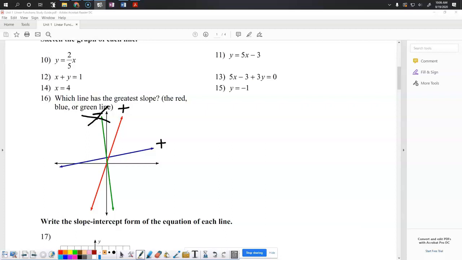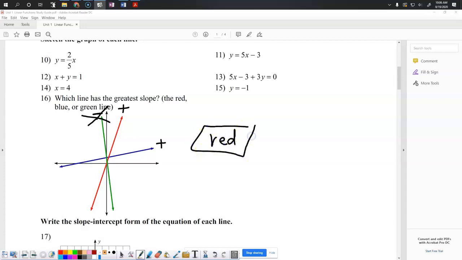So now which one's the greatest slope? Is it the red line or the blue line? Well, the steeper it is, the more positive it is. Now, since the red line is steeper than the blue line, that would mean it's a greater positive number than the blue line. So therefore, the answer is red.